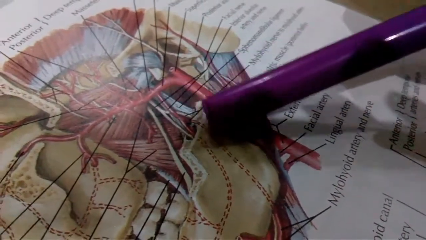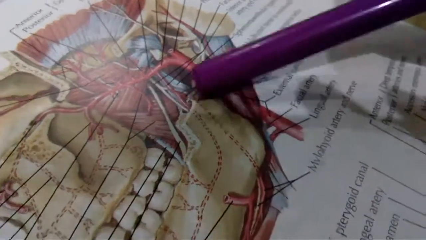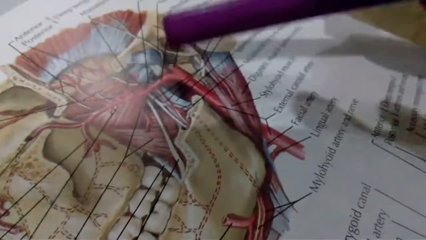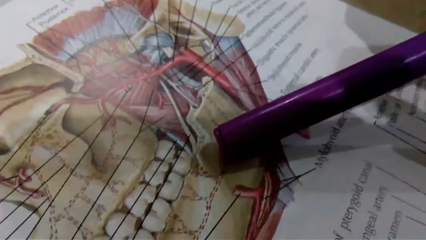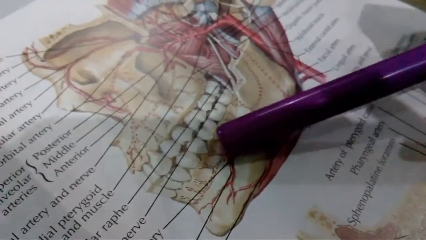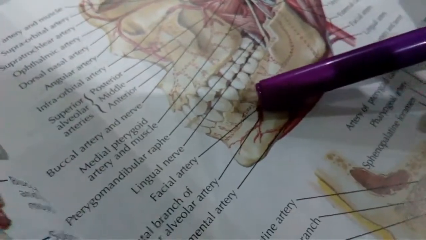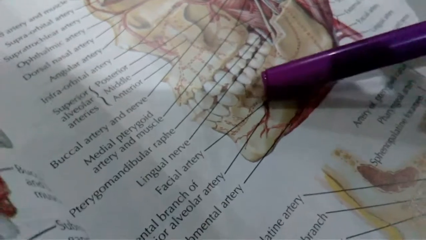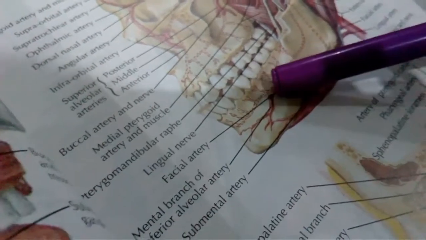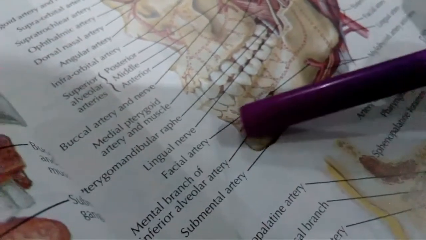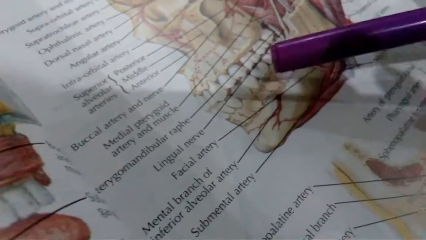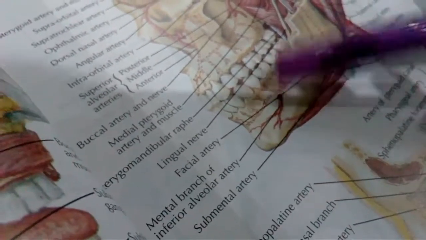The one part is going to the mylohyoid muscle. It supplies the mylohyoid muscle. The other part moves on through the mandible, and it goes on to supply the teeth, and it goes in the mental foramen. This is the mental foramen, and it comes out as the mental artery, which supplies the mentum. Mentum is your chin, so this supplies your chin as well.